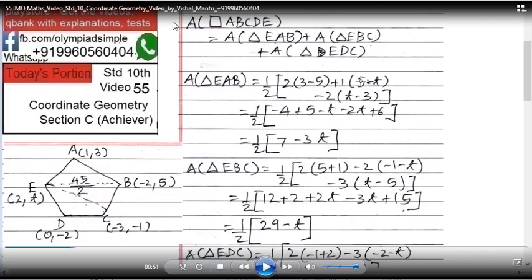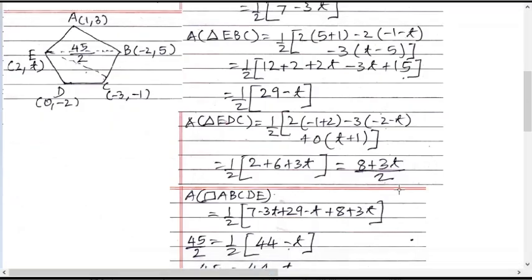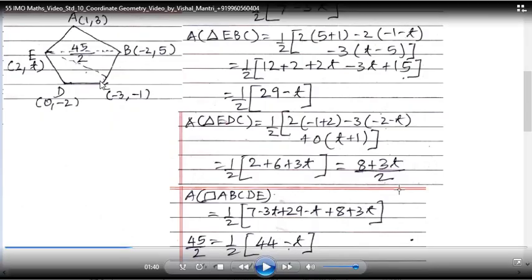Now EDC, see this EDC, again the same logic. 1, now 2 is what? 2 over here and this is 3, means X1 Y1, X2 Y2, X3 Y3. So use this formula, 1 upon 2 into X1 into Y2 minus Y3 plus X2 into Y3 minus Y1 plus X3 into Y1 minus Y2. Solve this. 1 upon 2 into 2 plus 6 plus 3t.